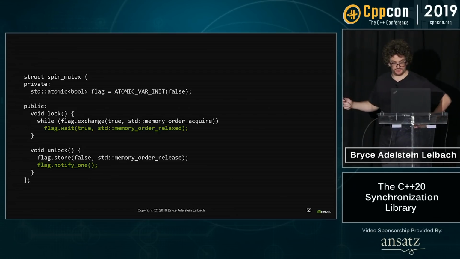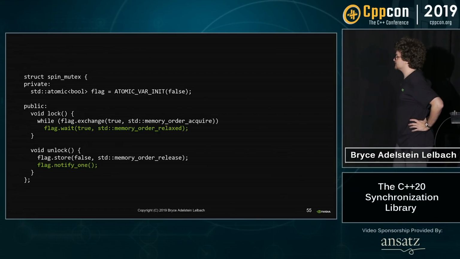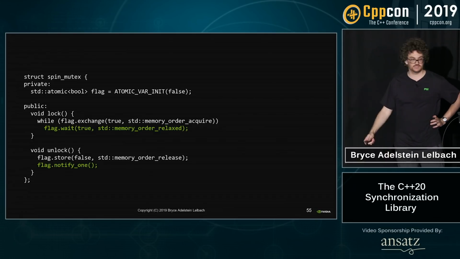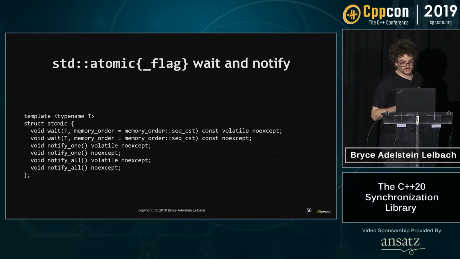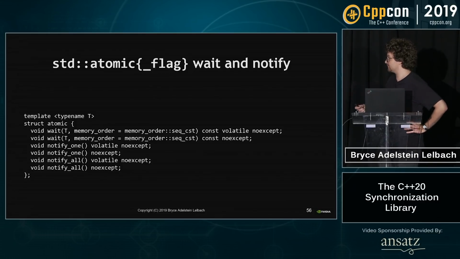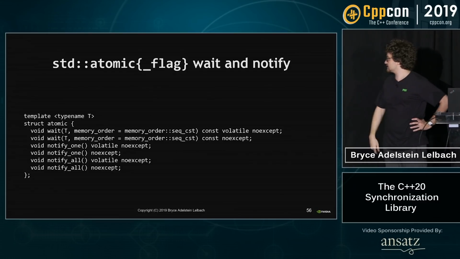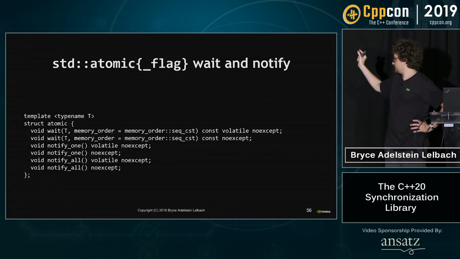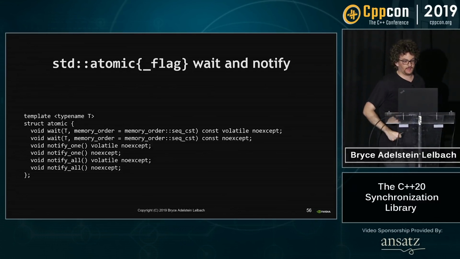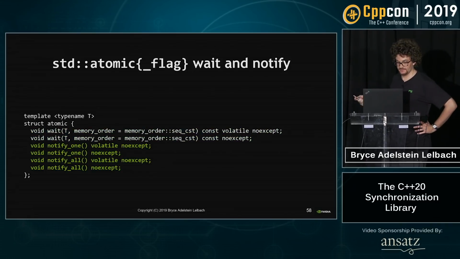And this is the version with atomic bool, because this is not just an API on atomic flag. This is also an API on just regular std atomic. So here's what std atomic and std atomic flag's wait and notify look like. It's just this new wait API. As I said, it takes a value of what you're waiting on. You're waiting until the value changes from that. And then you've got the notify one and the notify all API.